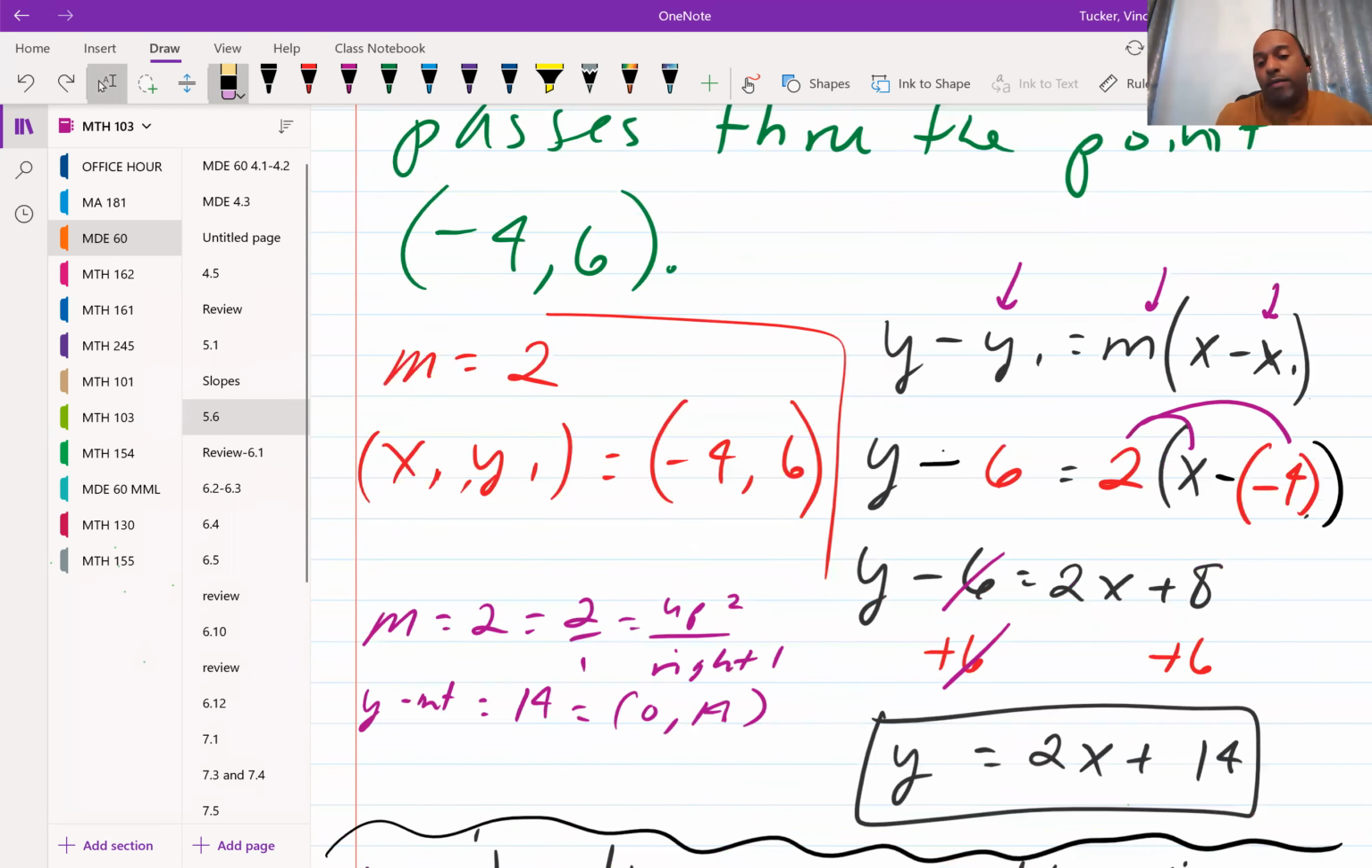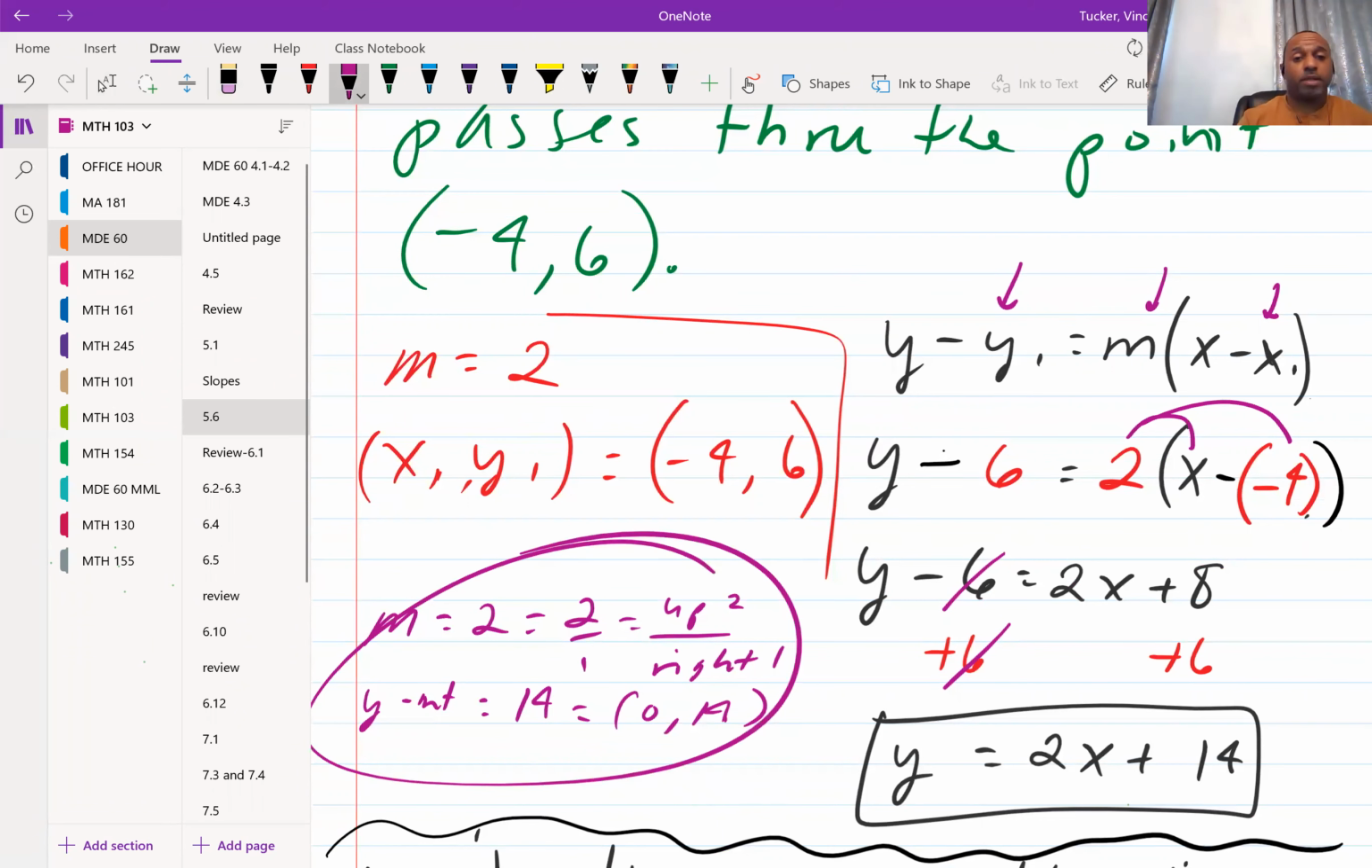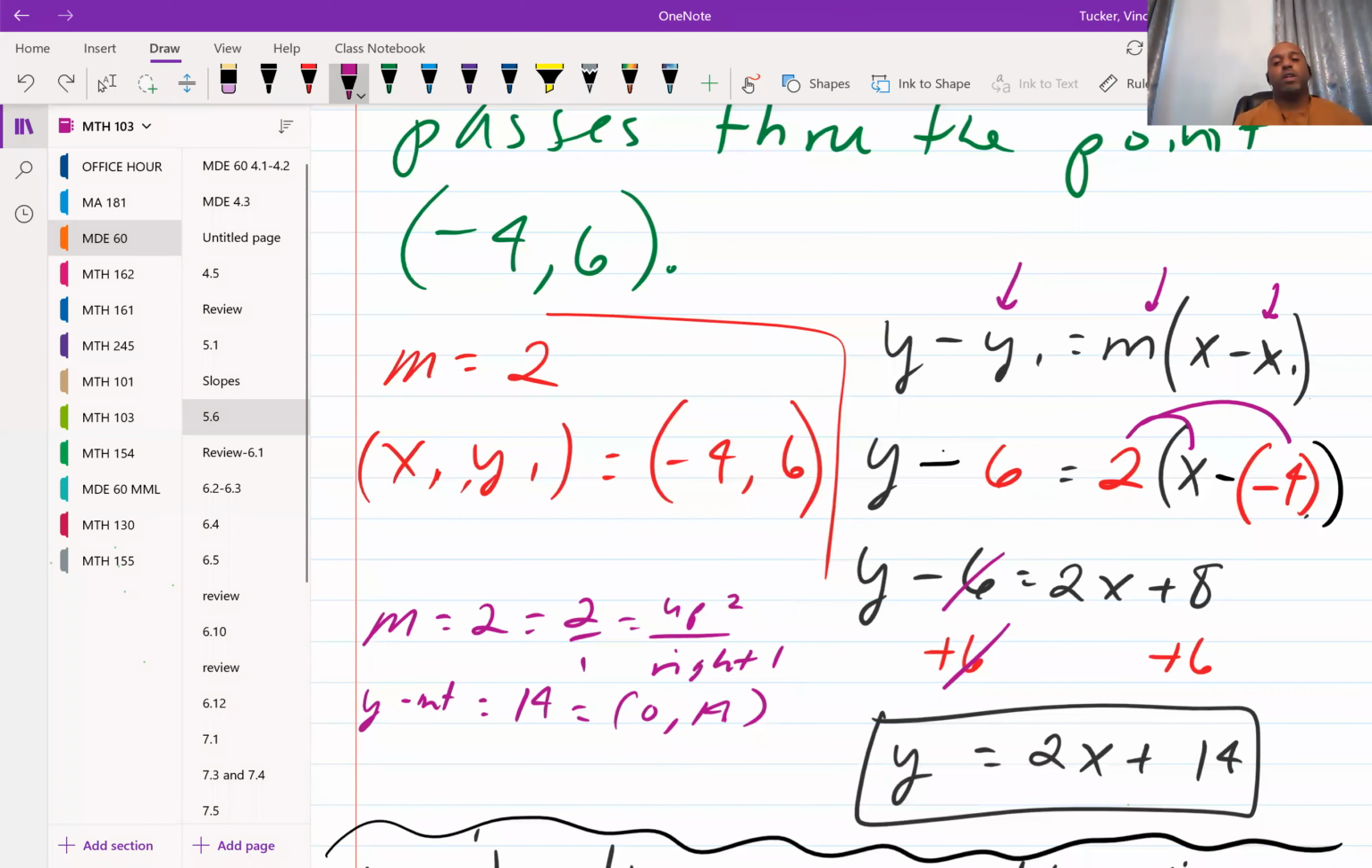Now they didn't ask you to graph it, so you can leave it right there. If they were to, then this would have been the information you could have pulled from it. That's all I was emphasizing there. 2 is your slope. Y-intercept is 14. Any questions?